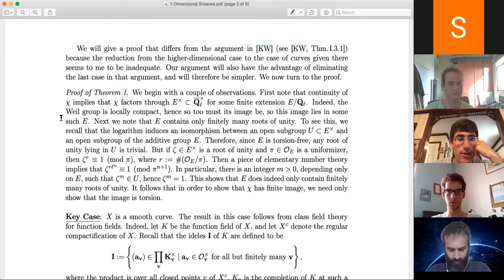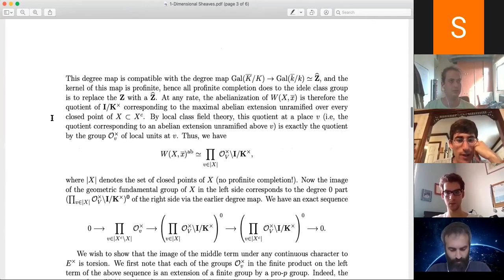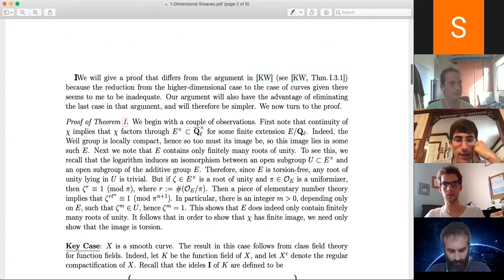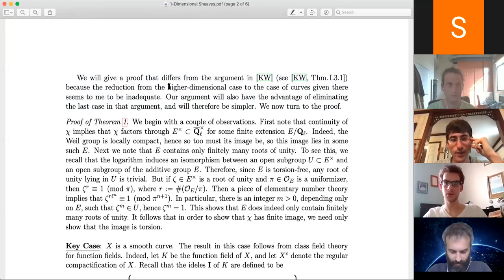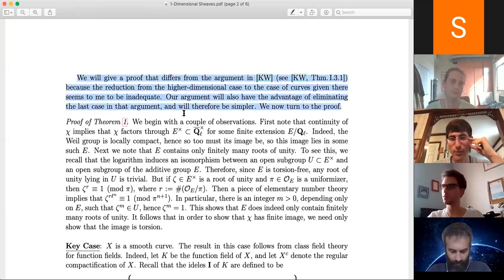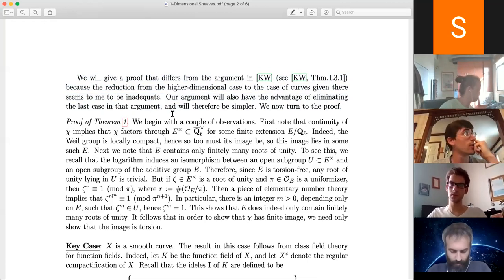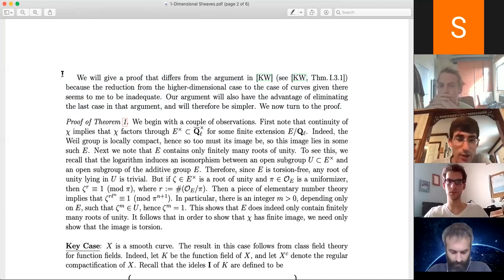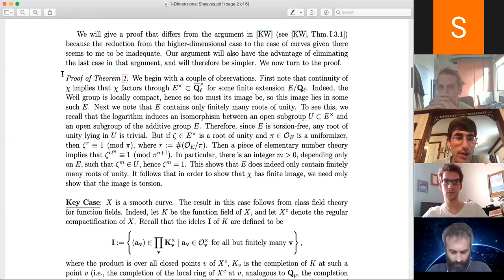I should say, Kiehl and Weissauer is the reference I used for this lecture. I won't talk about it now because there's not time, but it seems to me that their reduction from the higher dimensional case to the case of curves just doesn't work. There's even some argument they give later of some Bertini type result, which suggests that the argument they give for the proof of this theorem 1 doesn't really work. So at any rate, I'm going to give a different proof, which also has the advantage of eliminating one of the cases in their argument. So it'll be a little simpler in that sense.